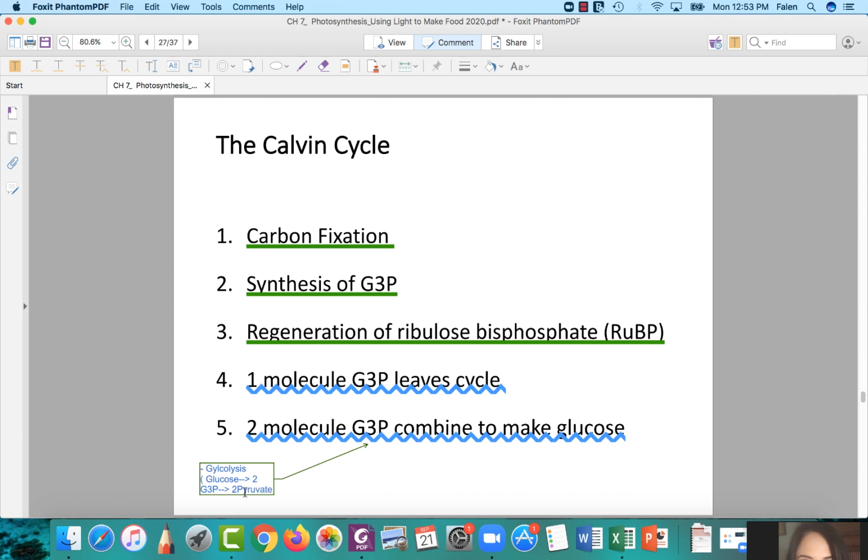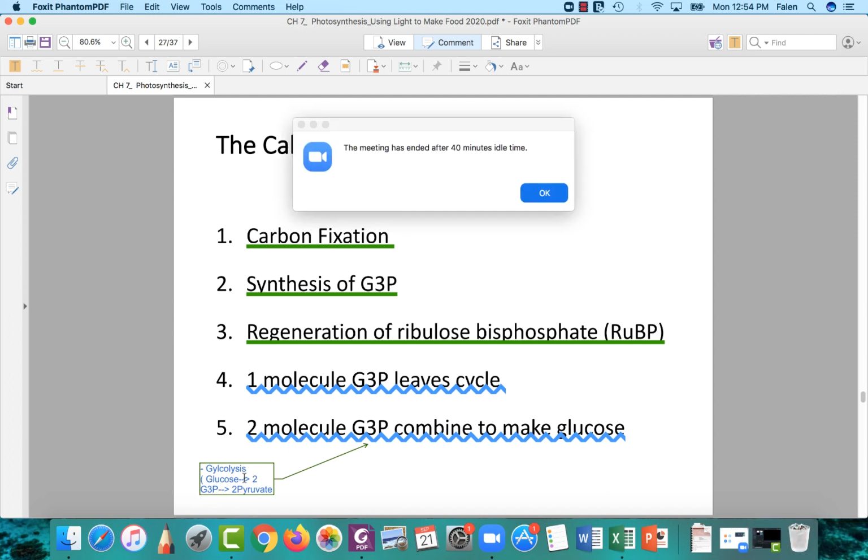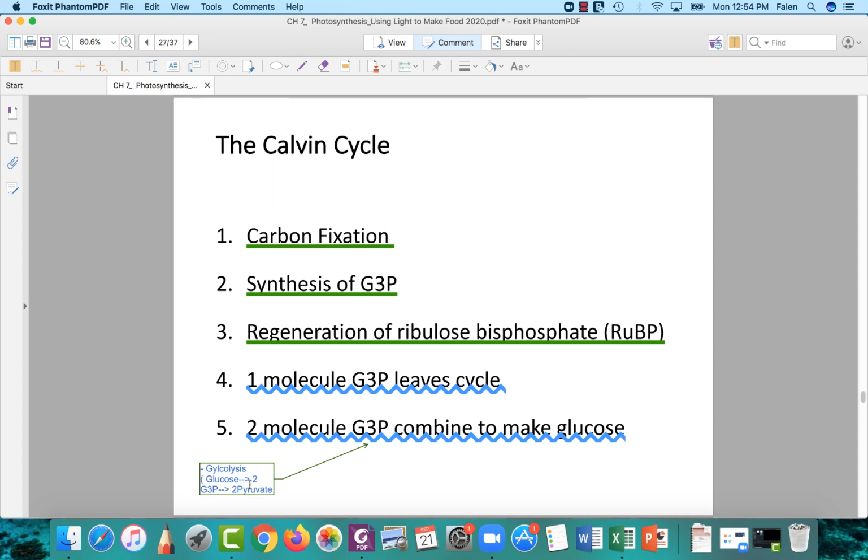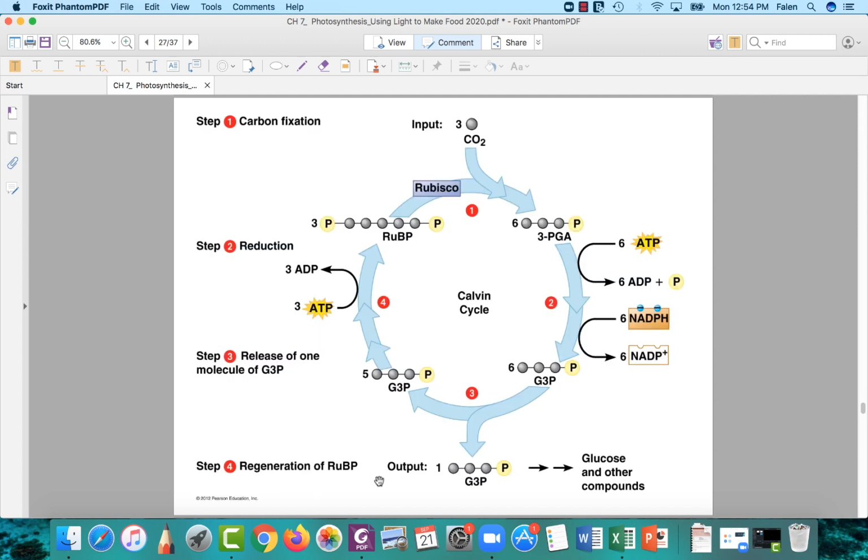Okay, so it shouldn't be too surprising that the reverse, meaning taking these 2 G3Ps out of glycolysis, allows us to go back to glucose. Okay, either way, the fact is this. 2 molecules of G3P make glucose. G3P is a high energy 3-carbon compound, and it's very significant.